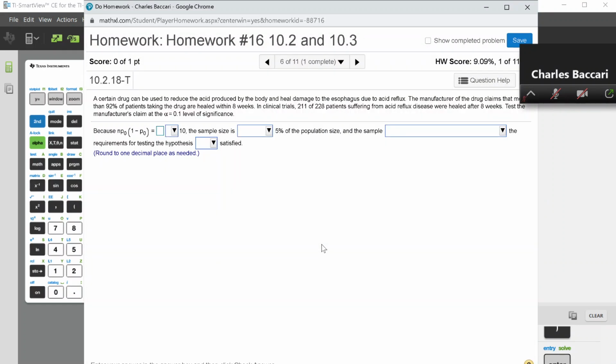And that is how you go about doing these problems. Remember, the first part is to check and make sure that you can actually apply these principles, because if it's greater than that percent, then you can't apply them.